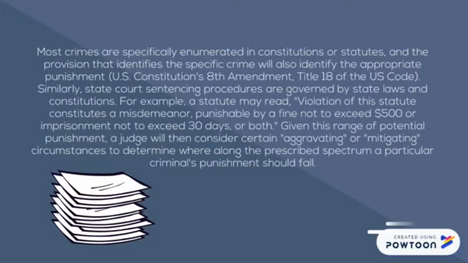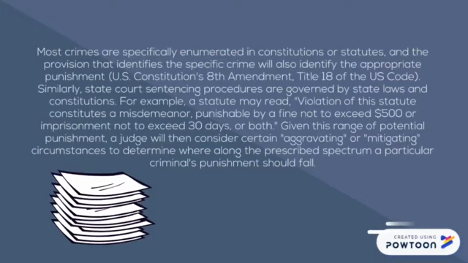Moreover, Title 18 of the United States Code, Part 2, Criminal Procedure, Chapters 227, Sentences, 228, Death Sentence, and 232, Miscellaneous Sentencing Provisions, also governs sentencing in federal courts. Similarly, state court sentencing procedures are governed by state laws and constitutions. For example, a statute may read, "Violation of this statute constitutes a misdemeanor, punishable by a fine not to exceed $500 or imprisonment not to exceed 30 days, or both."